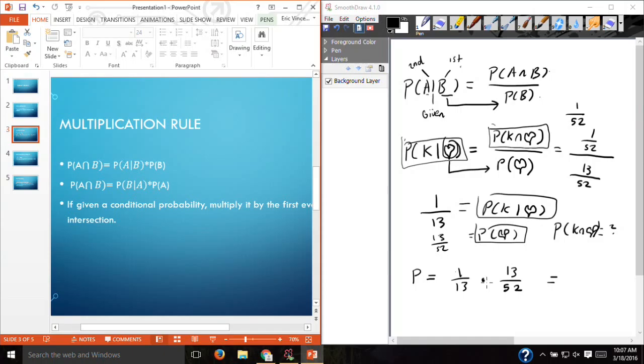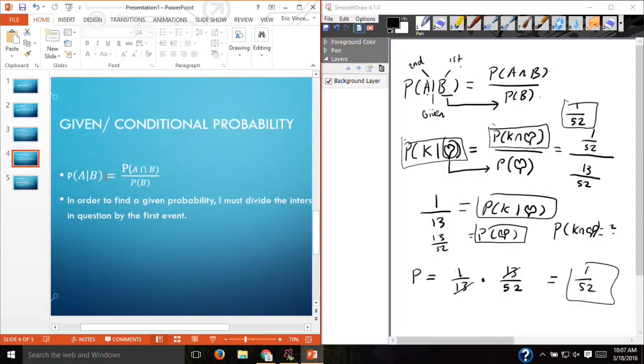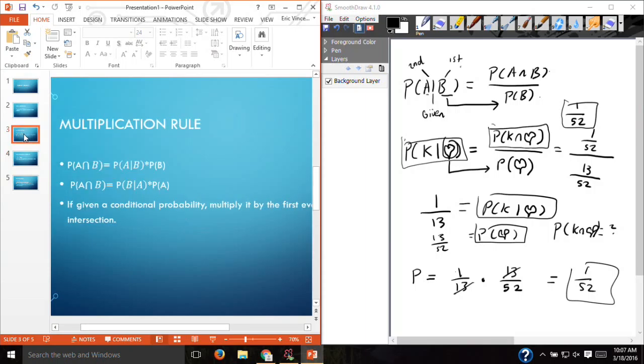So if I use my rules of fractions, multiplying across, these must cancel, 1 over 52. And that, in fact, was what we knew in the first place. King and a heart, there's only one, the king of hearts, 1 over 52. So you can go back and forth between knowing, if I know the given conditional probabilities, I can figure out my probability of given. And if I know my given and a probability of the first event, I can then figure out my intersection. And that's all there is to it.